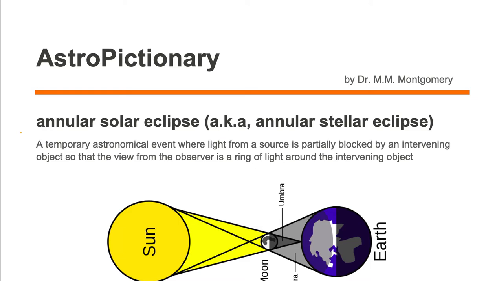An annular solar eclipse is also known as an annular stellar eclipse. It is a temporary astronomical event where light from a source is partially blocked by an intervening object so that the view from an observer is a ring of light around the intervening object.